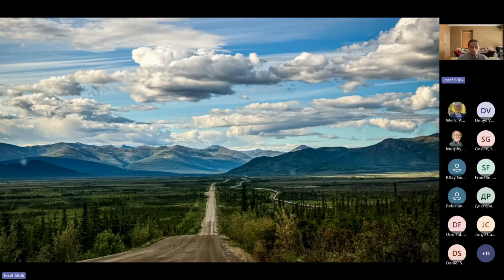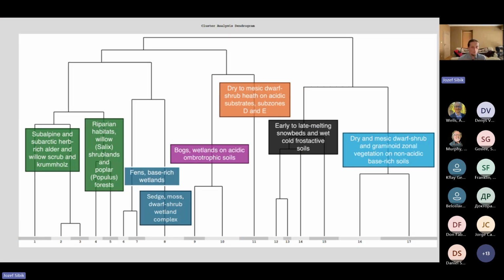And when we started to repeat this pattern along the south-north gradient along the Dalton Highway, we got similar results. So this pattern, even when we change the data set, is repeating. We can see subalpine and subarctic herb-rich alder and willow scrub and krummholz communities that are linked with riparian habitat dominated by Salix and Populus species. There are also some fen base-rich wetlands and also some dwarf shrub wetland complex.